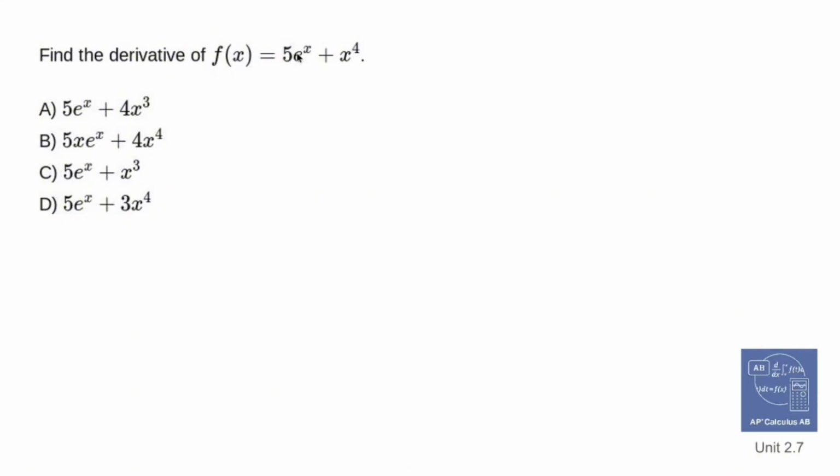Find the derivative of 5e to the x plus x to the fourth. All right, well, first off, this section is focusing on the e to the x stuff. Really difficult stuff right here. The derivative of e to the x, get ready, is e to the x. So that's going to make life really simple.